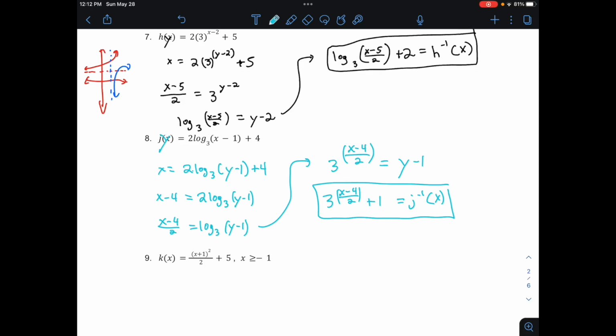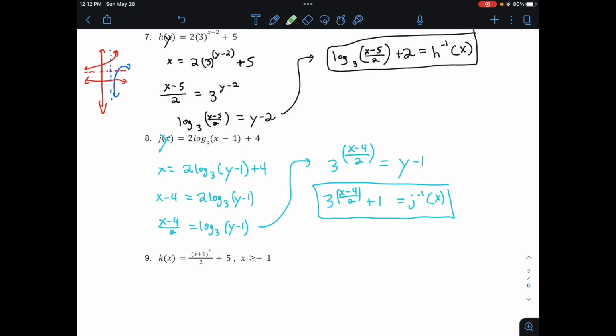Okay. Nothing else to worry about. Domain and range take care of themselves for these ones. Let me just check my answer. So I have minus 1 inside, plus 1 outside, plus 4 outside, minus 4 inside, times 2 outside, divide by 2 inside. Okay, log had a base of 3. My exponential has a base of 3.